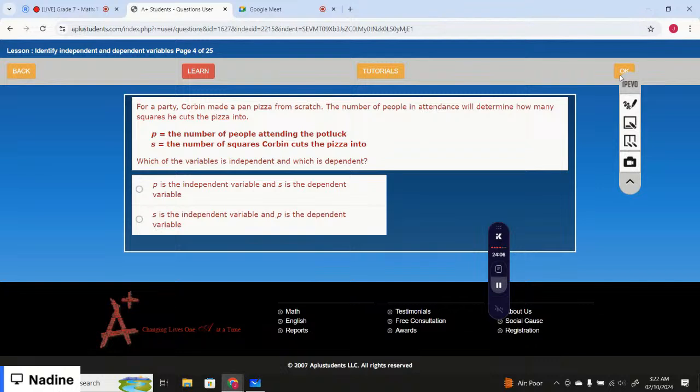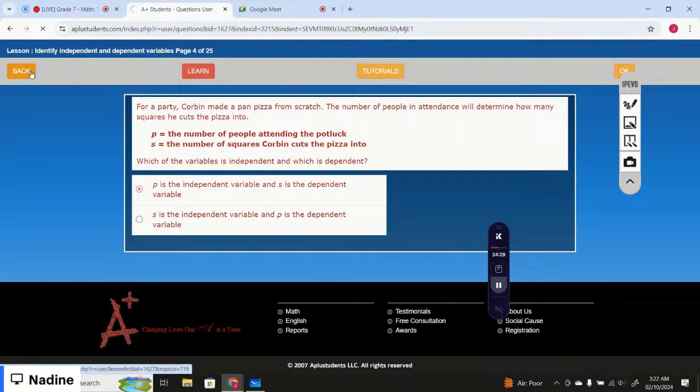So that means P is the independent variable and S is the dependent variable. Number of pizzas are dependent on the people attending the party, right? So option number one is the correct option. Okay, you can complete the lesson by yourself later today. Let me just move on to next lesson.